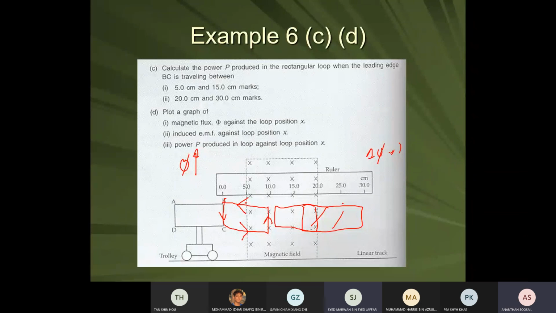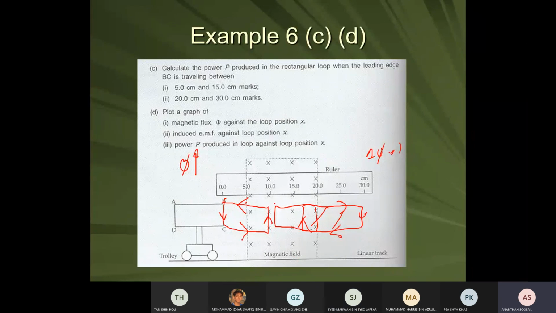20 to 25. Current will flow in which direction? Now flux is increasing or decreasing? You come out. Decreasing. So again, Lenz's law, it opposes the change because flux is decreasing. You need to raise the flux. You create a field in the same direction as the original direction. So now your thumb points into the page, your current will flow clockwise.